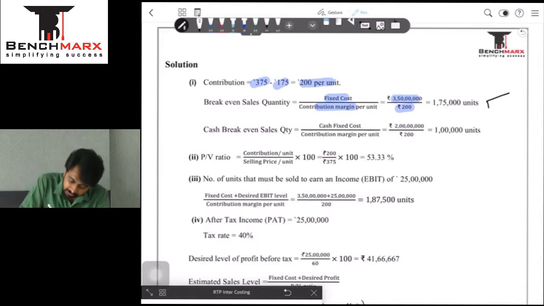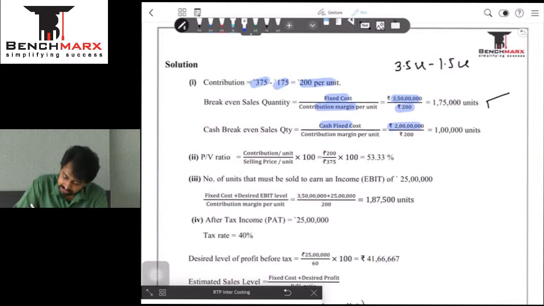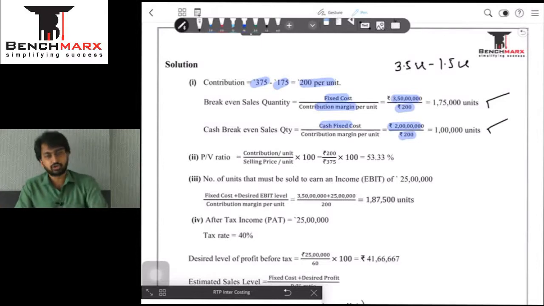Now cash break even point. As I said, I will only use the cash fixed cost, and the cash fixed cost is nothing but 3.5 CR minus 1.5 CR, that is 2 crores. Upon the same contribution, I will get the BEP in terms of units. This is our cash break even point. I need to sell 1 lakh units to recover all my cash fixed cost. I need to sell 175,000 to recover all fixed cost, and that's it.